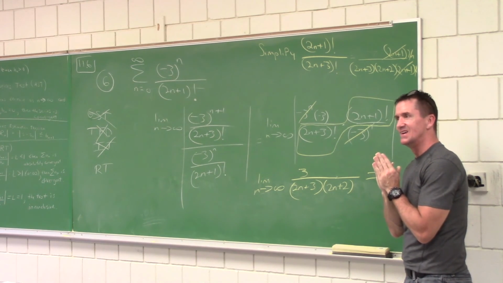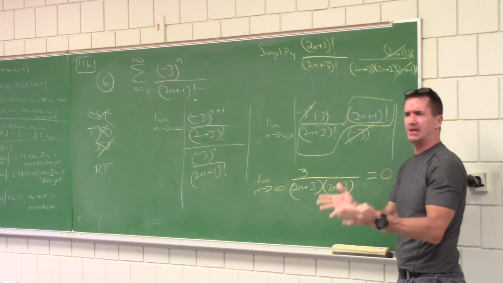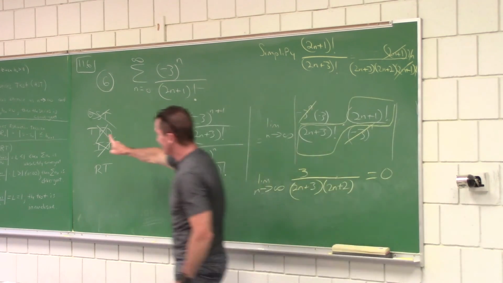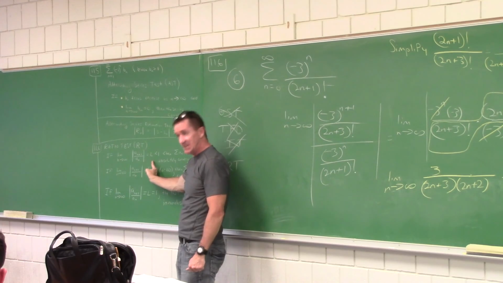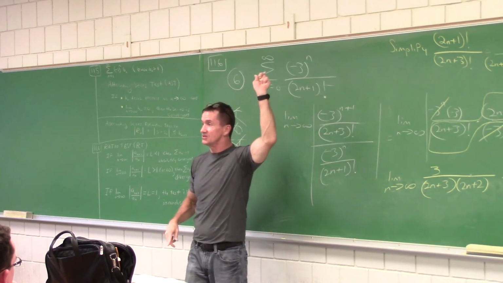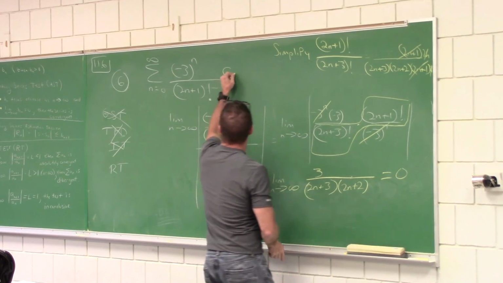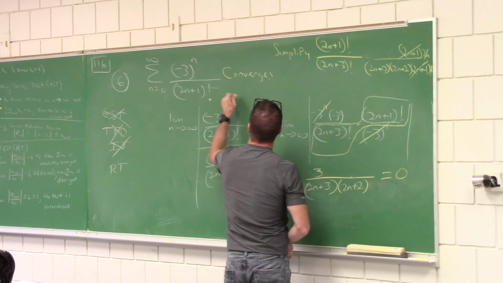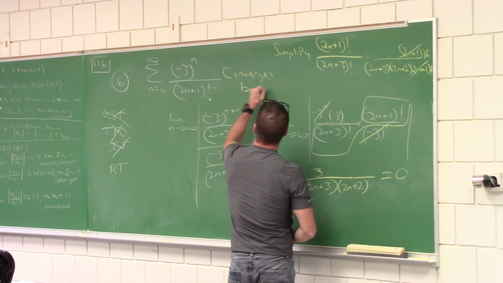Can I use a ratio test when you get a limit of 0? Yes, you can. That's throwing people off sometimes. They see the limit equals 0, and they say, I guess I can't use a ratio test. Of course you can. That limit is less than what? 0 is less than 1. Right? This series converges by the ratio test. I'll just put RT.